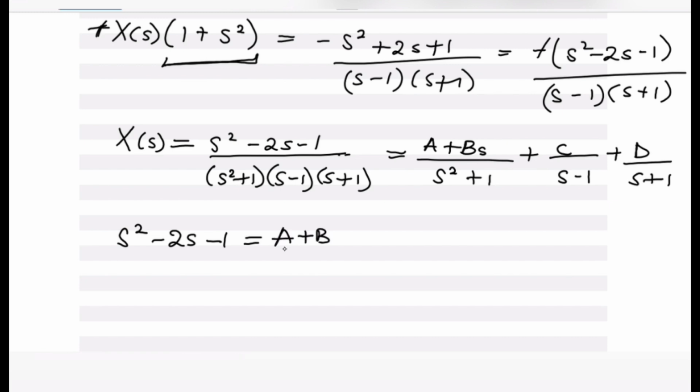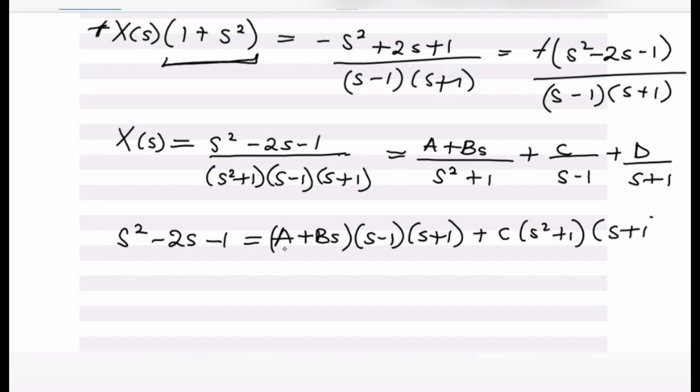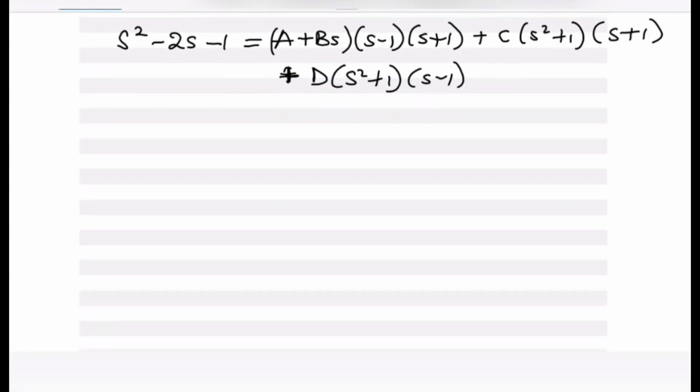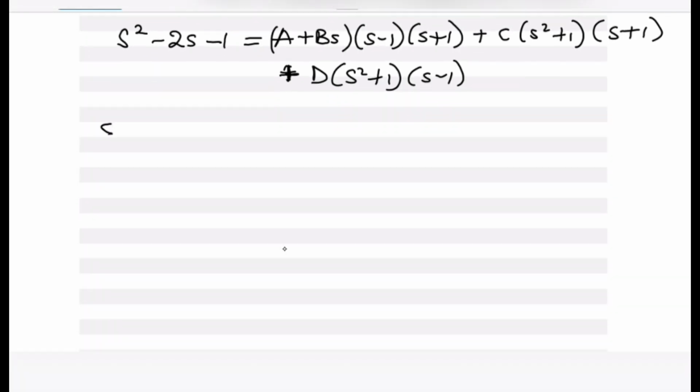a plus bs into s minus 1, s plus 1, then plus c into s squared plus 1, s plus 1, plus d into s squared plus 1, s minus 1. And clearly, if you set s equal to 1, we are going to get that c will be equal to negative 1 over 2.